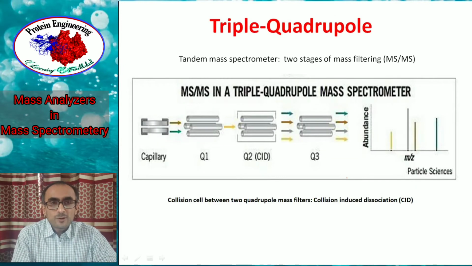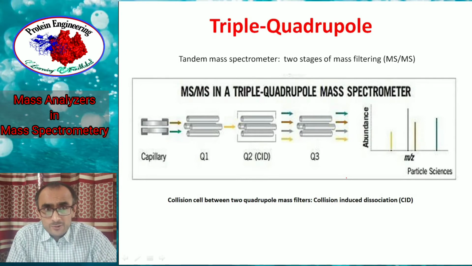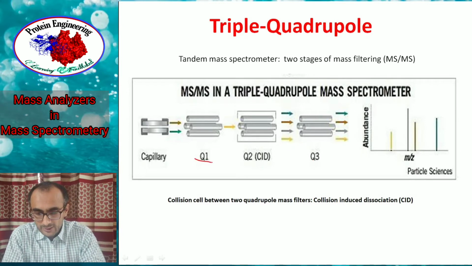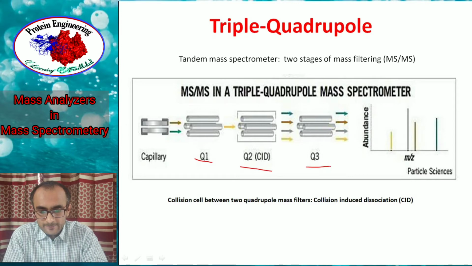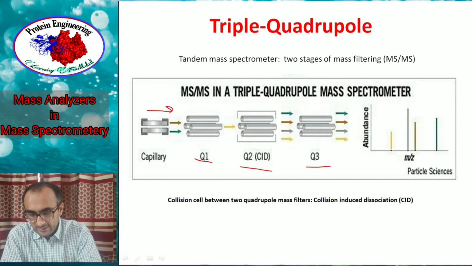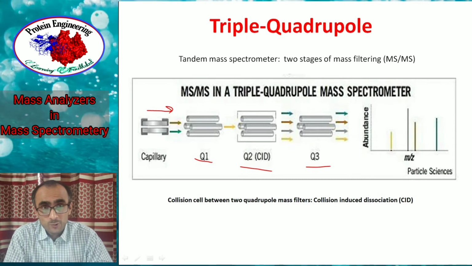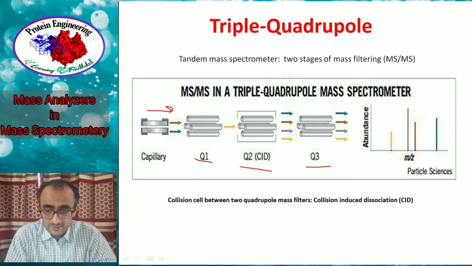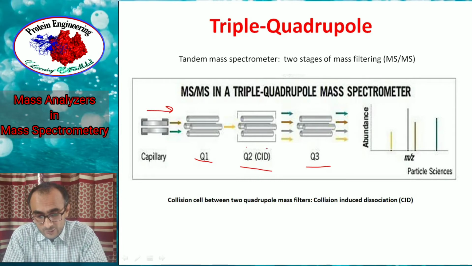Then triple quadrupole mass filters are also used. For example, in tandem mass spectroscopy, there are 3 quadrupoles in tandem which are used. You call them Q1, Q2 and Q3. The ions are injected into Q1, they are sorted by Q1, and after sorting ions based on their m by z values, those ions are sent to Q2.